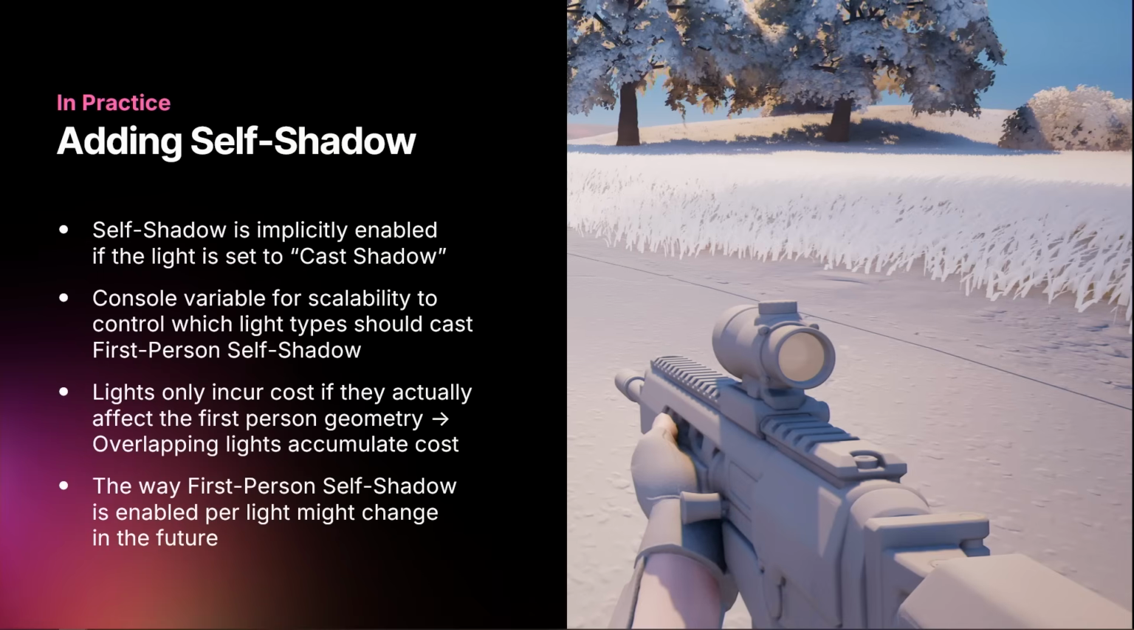The way first-person self-shadow is enabled per light might change in the future. So this was a feature that came in very, very late in development. So yeah, it's not set in stone, essentially, how this is controlled. We did think about adding a checkbox per light, but then the feedback was there's already way too many checkboxes for shadows on lights.